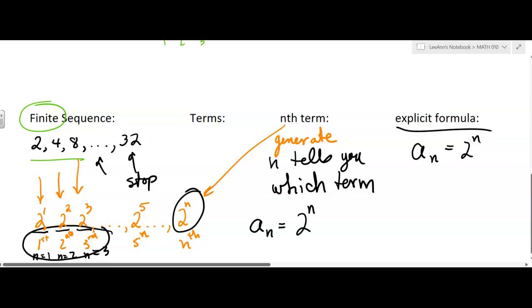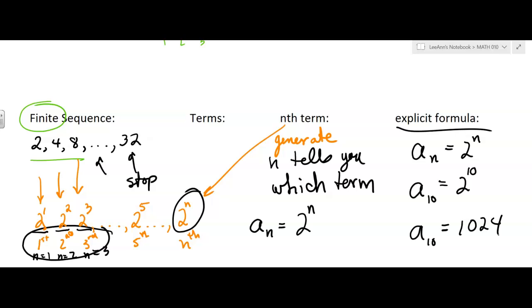So let's say I wanted to find the 10th term. Then I'm talking about a sub 10, n is 10, and it would be 2 to the 10th. I should have picked a different number. Now, I don't want to figure that out. I just want a calculator to do it for me. So I grab my calculator, turn it on. 2 to the power of 10, and it's 1024. Okay? And you could figure out the other 9 terms ahead of it to determine the sequence, but you wouldn't necessarily have to.